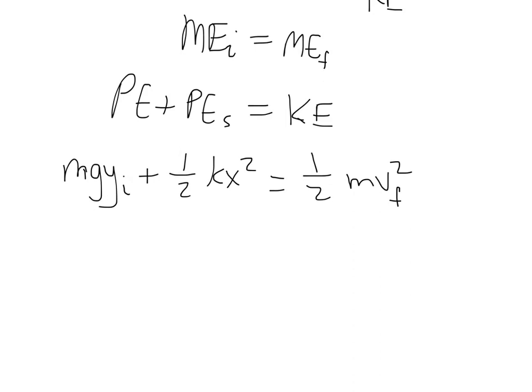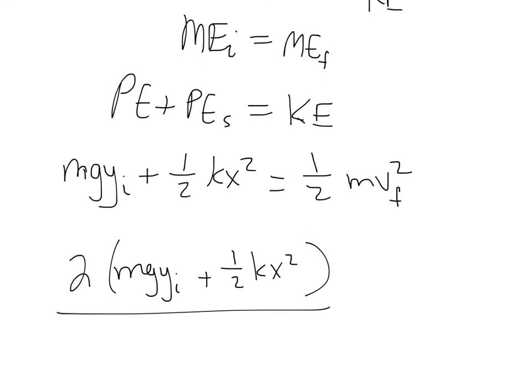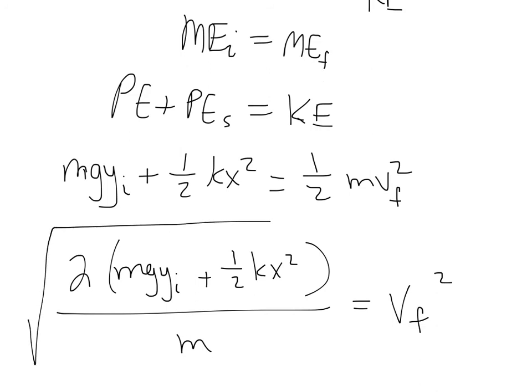Now, at this point, our goal is to find out what the velocity is. So let's solve for VF. Multiply by 2 and divide by m. Multiplying by 2 and dividing by m gives us VF squared. How do I get rid of the squared? Square root it. So there's our answer.